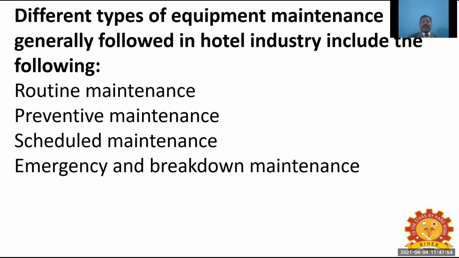So the different types of equipment maintenance generally followed in the hotel industry include the following: routine maintenance, so every day you need to maintain that. Preventive maintenance, so once in a while you check so that no contingency or emergency happens to the equipment. Scheduled maintenance: every 3 months, someone will come and check it and write in the card. That's called scheduled maintenance. Emergency and breakdown maintenance.